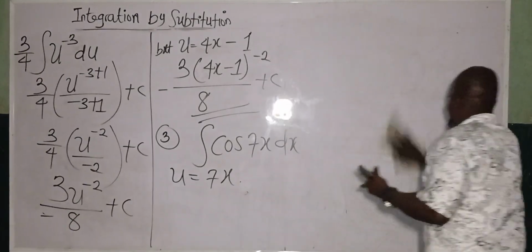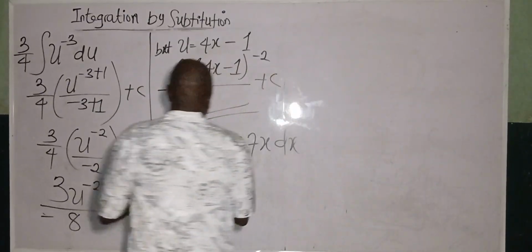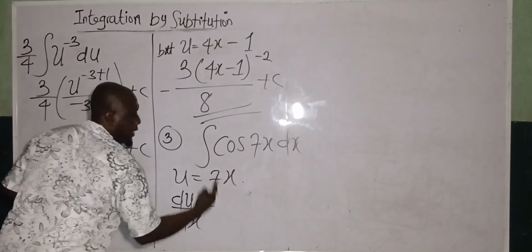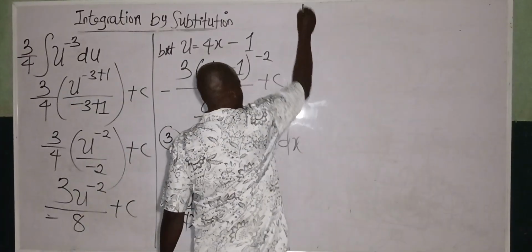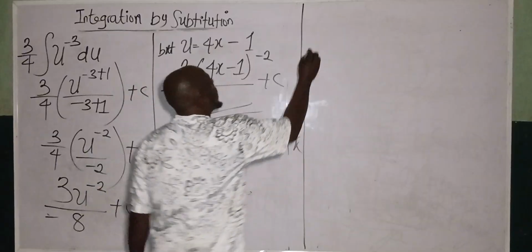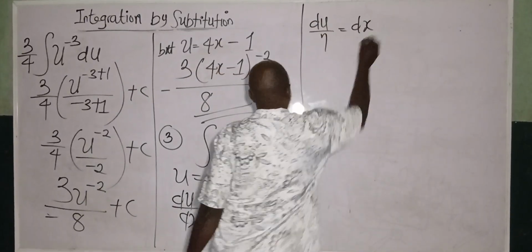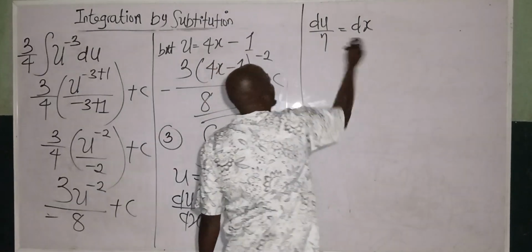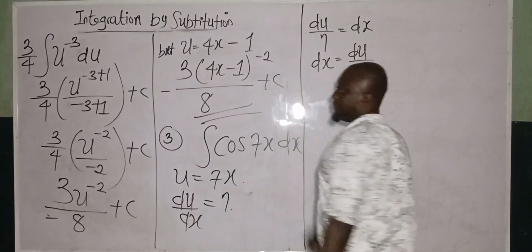Now, what is the next thing we know to do going further? We would now differentiate, because we are looking for the x to be the subject of the formula. So I differentiate this, I'm having just this value out there. So from this point now, interchange. Take this one here, bring this one here. So we know that du over 7 will give us dx. Just take this one up here, bring this one down. So let's balance it. So we now say the dx therefore becomes du over 7.